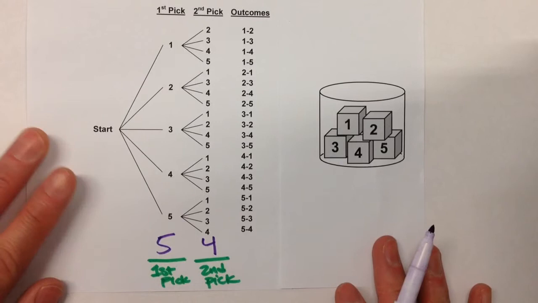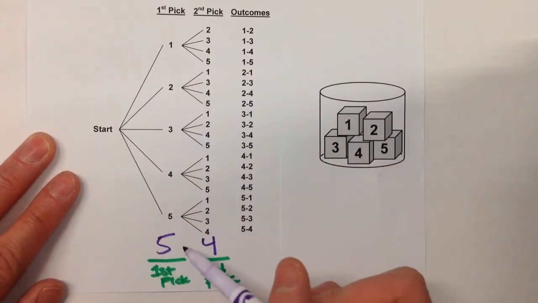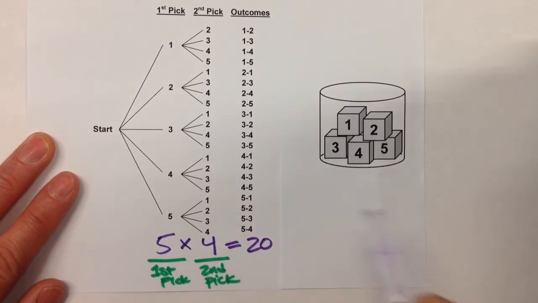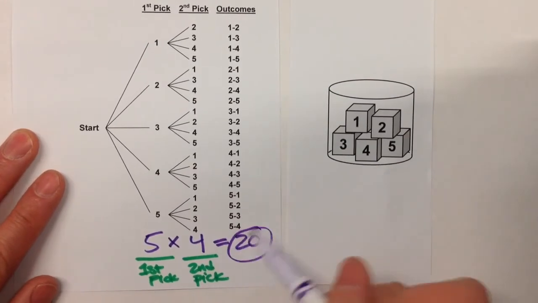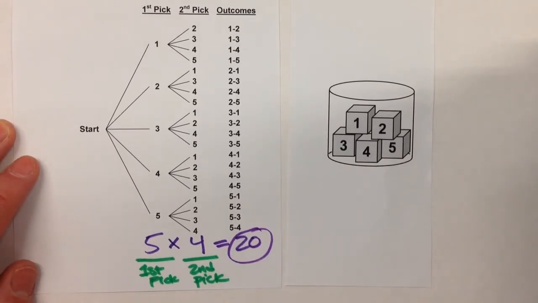So what we learned today was, if we want to know how many total outcomes are possible in this whole scenario, multiply these 2 numbers together, and that tells us how many total outcomes are possible. That's called the counting principle.